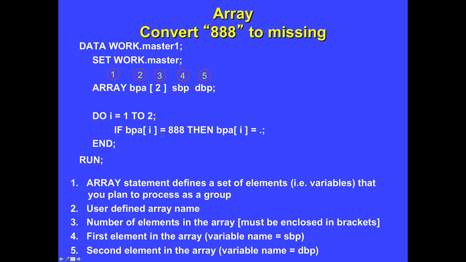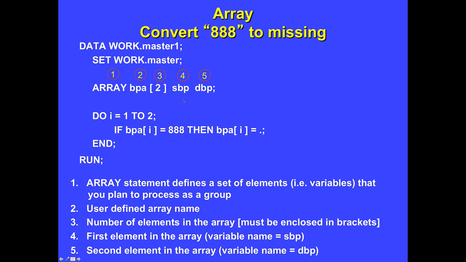Then we're saying if this condition is equal to 888, then again, calling back out to the array, BPA I equals dot. And what SAS will do is it will start with the first element of the array, which is systolic blood pressure. And effectively what's going on behind the scenes is SAS will run the code if SBP equal 888, then SBP equal dot. That's for I equal 1, or in other words, the first element in the array, which was SBP.